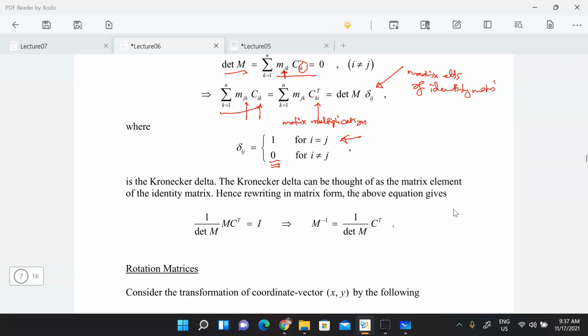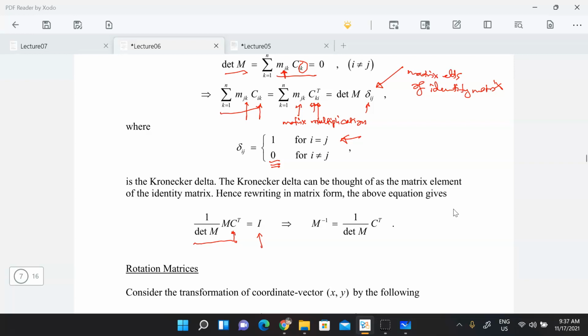So in a way, what we have done is rewriting this as a matrix equation. We should look in terms of matrices in this way. I'm putting the determinant M on the other side: 1 over determinant M times M, which is this one, times C transpose here. This is that, and that has to be equal to delta ij, which is the identity matrix.